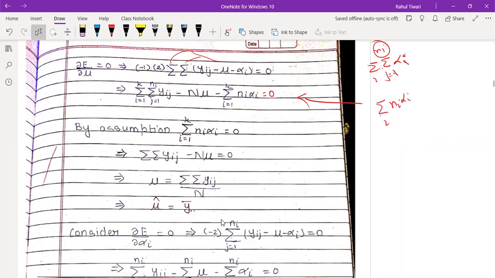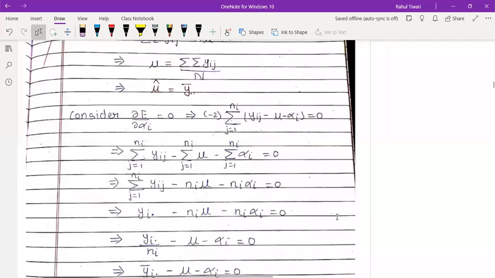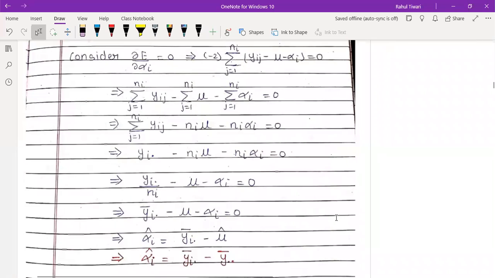Any doubt? Just go through and tell me if you have any doubt. Similarly, you have to do it with respect to alpha. The concepts for alpha are the same. Just look at it for 2 minutes. If you have any query, then tell me.